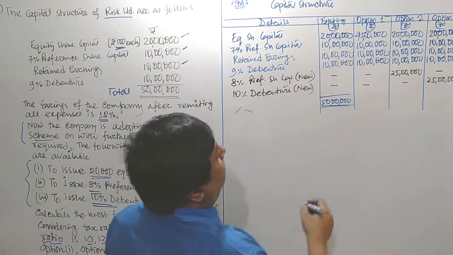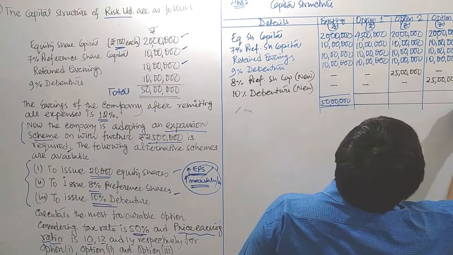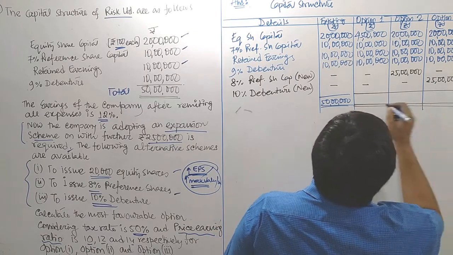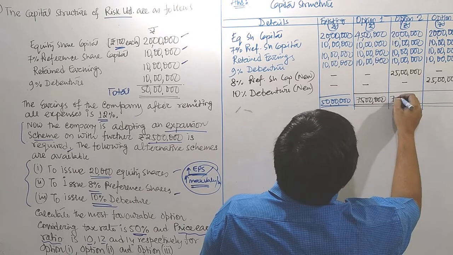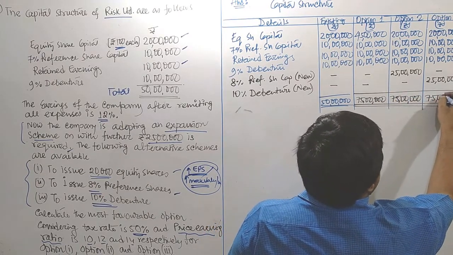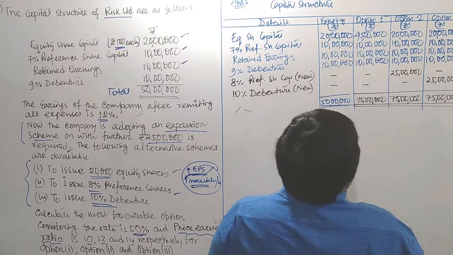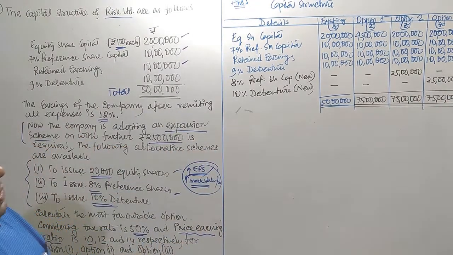Now, I must mention over here in option 1, option 2, and option 3, the total capital amount is not 50 lakhs, rather the total capital amount is 75 lakhs. I must write over here that in these 3 new options, our total capital is 75 lakhs.